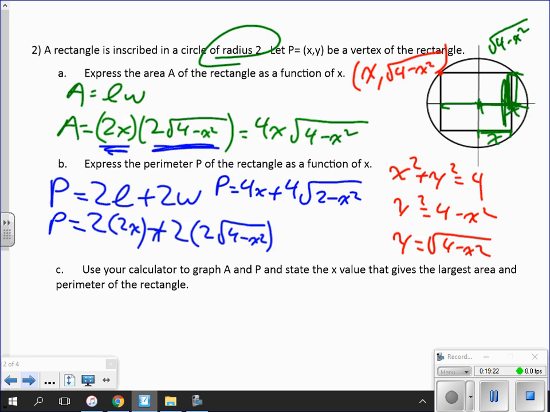So you have 2 times 2x plus 2 times 2 plus 4 minus x squared, and then when you clean it up, you have 4x plus 4 times, and just turn it into 2. Is that an accident? Oh, that was an accident. My bad. That happens.